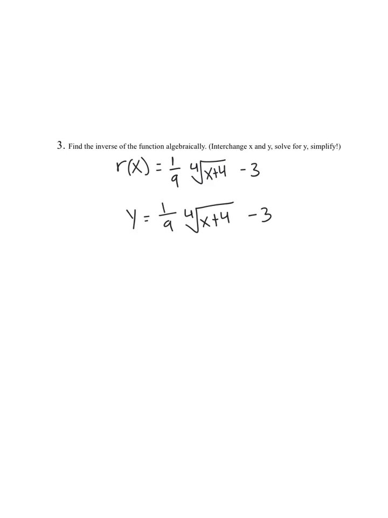Okay, then my first step is to interchange x and y. So I'm going to swap my x value and my y. Now my goal is to get that fourth root by itself so I can eventually get rid of the radical. So I'm going to move everything that's in front of it and behind it so I can get it by itself. So I'm going to add 3 to both sides first.